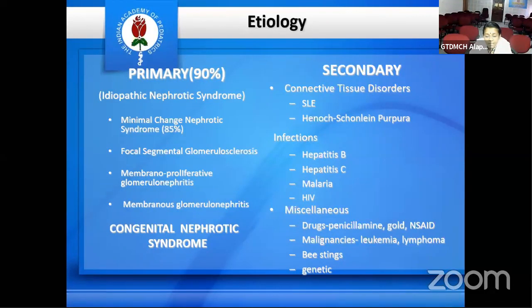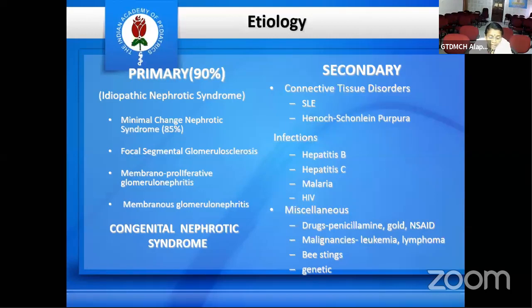Secondary means there is some cause for the nephrotic syndrome, like connective tissue disorders, SLE, Henoch-Schönlein purpura, infections like hepatitis B, hepatitis C, malaria, HIV, syphilis, etc. Miscellaneous causes include drugs like penicillamine, gold, NSAIDs, malignancies like leukemia, lymphoma, bee sting, and genetic causes.